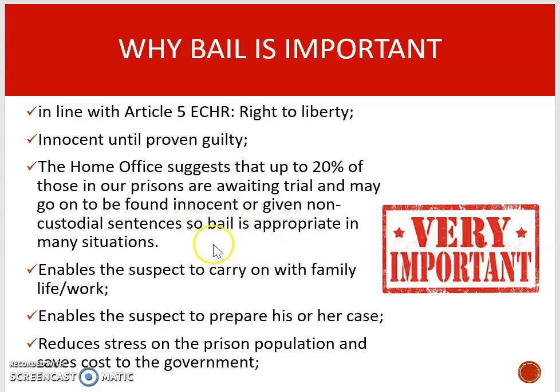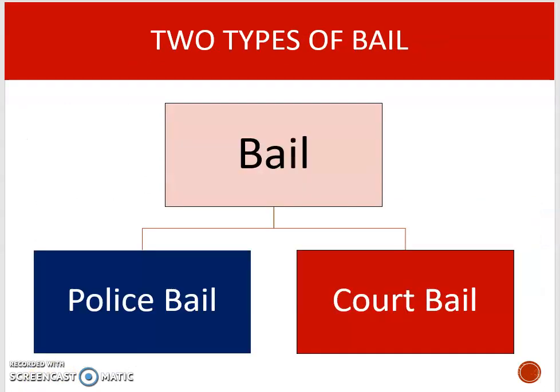And bail also allows the suspect to carry on with family life, to carry on with their work until the trial. And it also helps them, I suppose, with Article 6, right to a fair trial, because it enables the suspect to have some time to prepare his or her case. And also, you've got to remember that prison populations are very high. There's obviously a reduced cost to the government if we can bail people and we're not keeping them in prison up until their trial. So there are two types of bail.